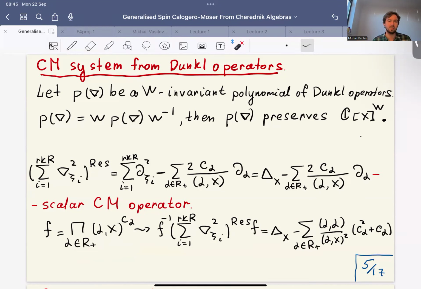So we obtain just one operator. How can we argue about integrability? We can say that we have higher order W invariant polynomials of Dunkl operators. We can take them. They will still preserve symmetric polynomials, so we can restrict our action to the space of symmetric polynomials. We'll obtain some other operators, but these operators will commute among themselves and with this operator, just because Dunkl operators commute among themselves. So commutativity comes for free as soon as we know that Dunkl operators commute.